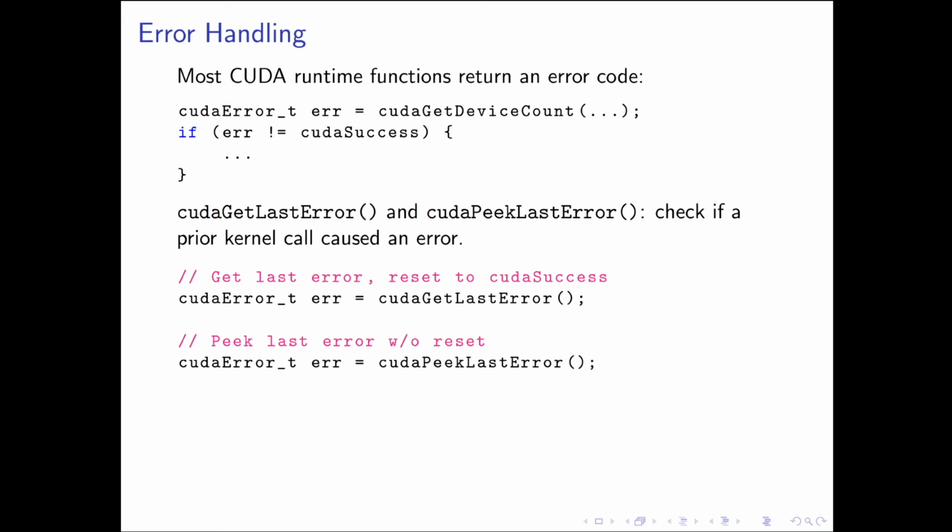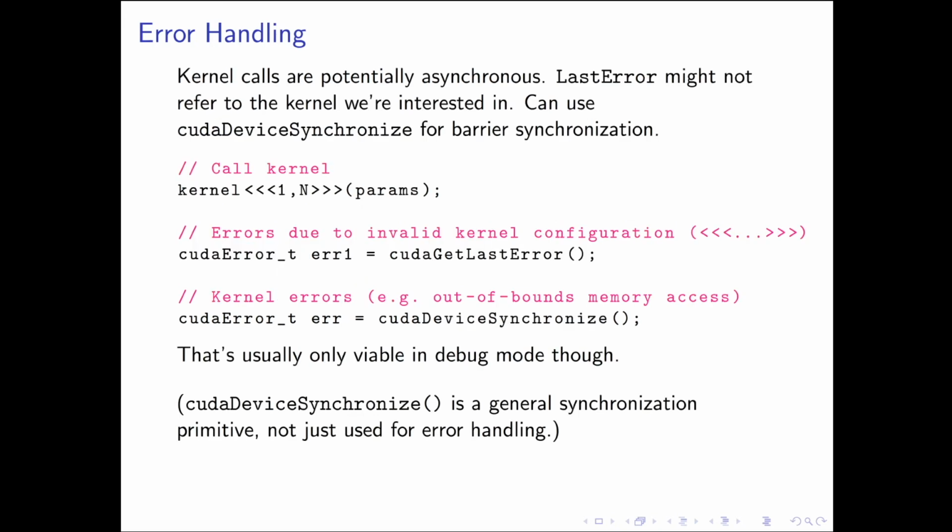The only thing that we have to be aware of is that certain functions are run asynchronously and can also create errors. This might in particular result in the last error not being the actual last error. In order to debug this better, there are synchronization primitives that we can use, in particular the function cudaDeviceSynchronize, which is basically a barrier.